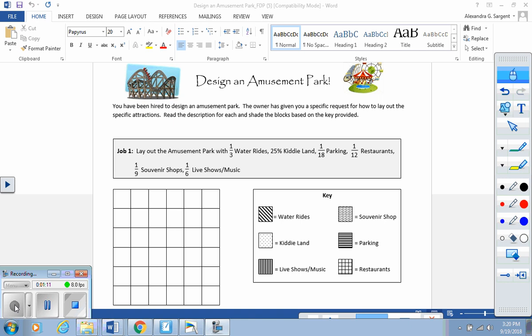If you need to borrow my colors, you know where they're at. But just make sure that you indicate on your key what color each thing is, so that when I'm checking it, I know what I'm looking at. Alright, let's get started with job 1.